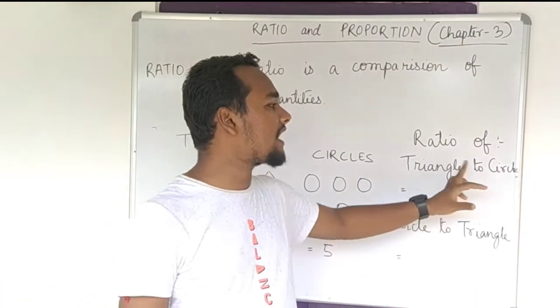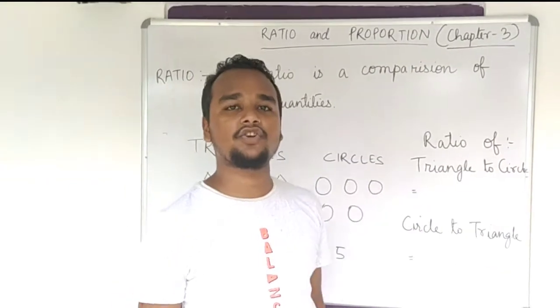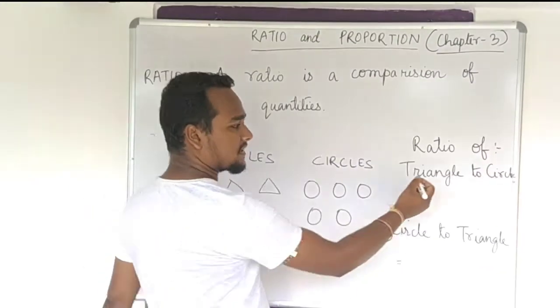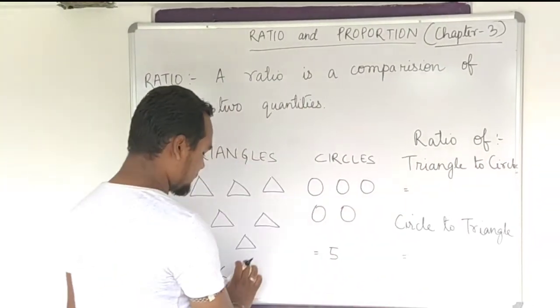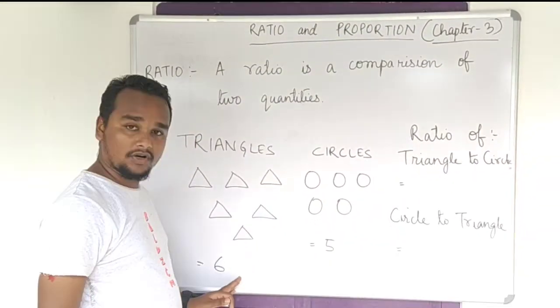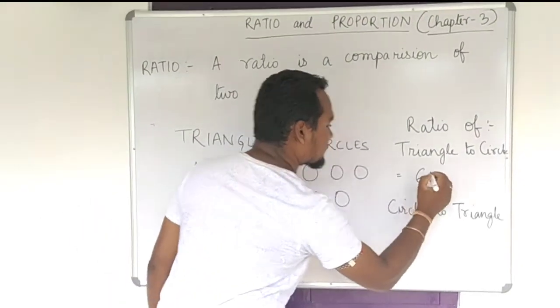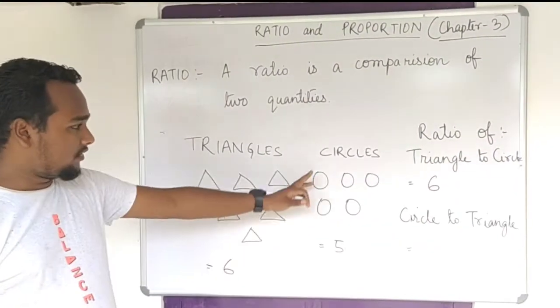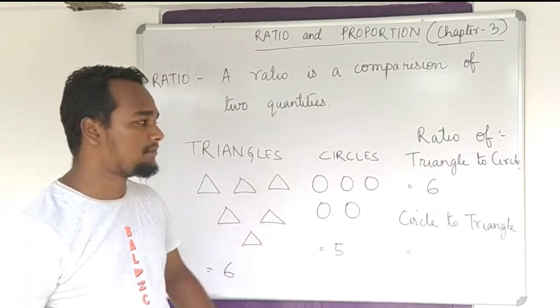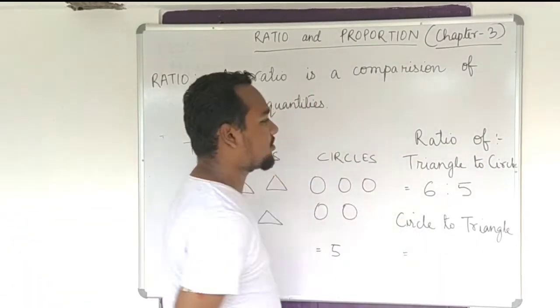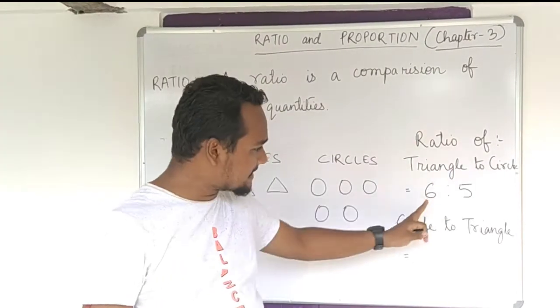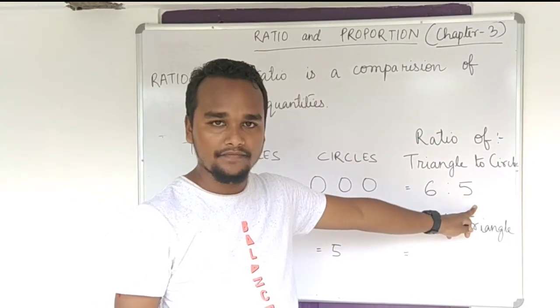What is the ratio of triangle to circle? First, the statement is saying the ratio of triangle to circle. So what is the number of triangles here? The number of triangles is 6. And what is the number of circles here? The number of circles is 5. So the ratio of triangle to circle is 6:5.